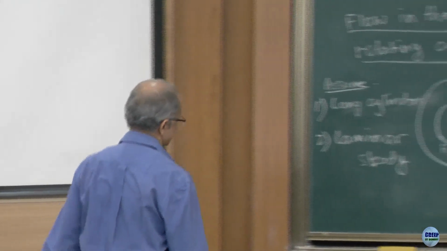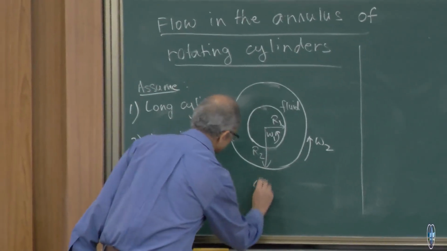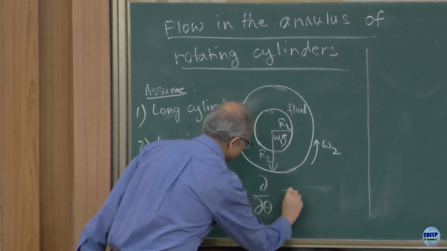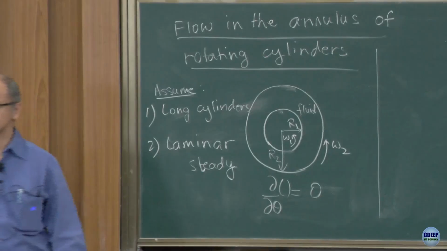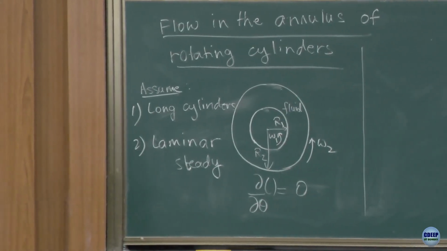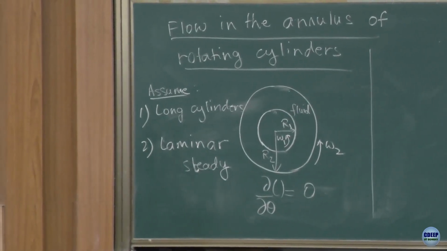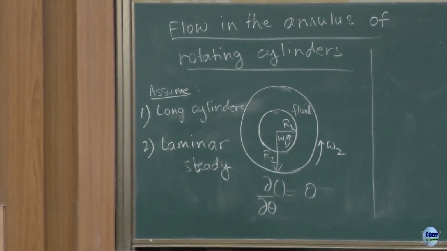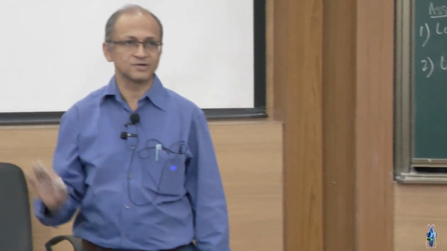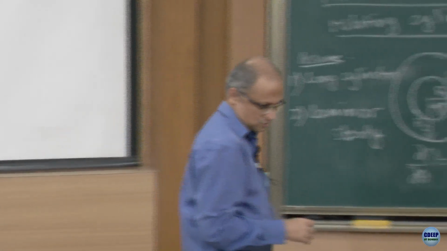So how do I write down this condition? Dou by dou theta is equal to 0. Anything which is here is 0. This is a very powerful condition that we have, that there is no derivative along the theta direction. We are not saying that there is no quantity along the theta direction. We are only saying that there is no variation of that quantity in the theta direction. So the gradient of that quantity in theta is equal to 0.